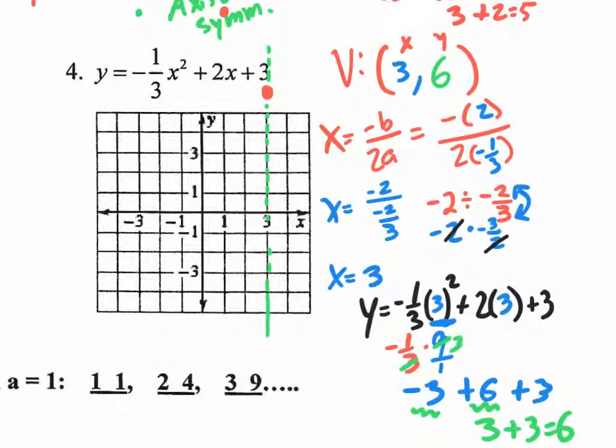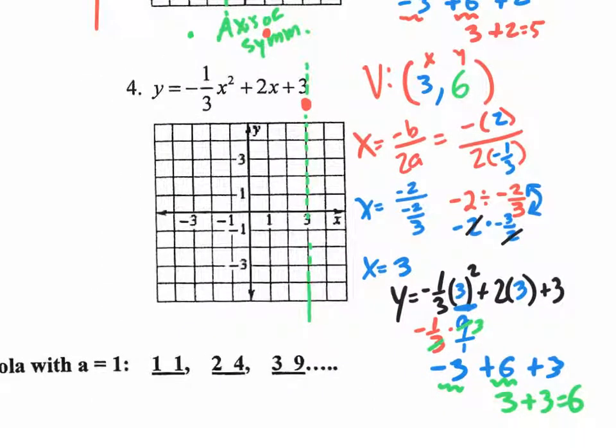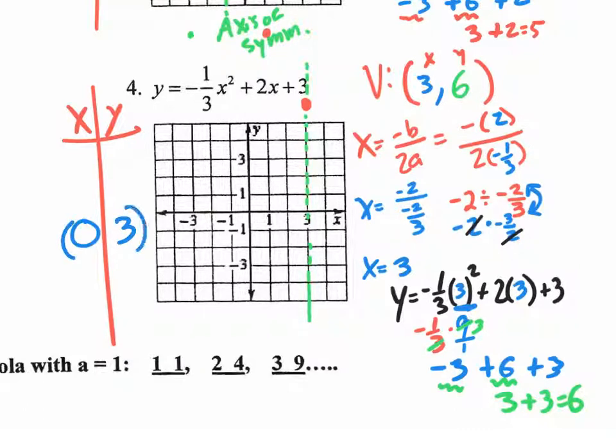Now, I need more points. So for more points, I'm going to use the XY table. And I'm going to plug in values. Now, if I were to plug in the number 0, that's not that far away from the x value of the vertex. So if I do plug in 0, what do I get? 0 squared times negative 1/3 is 0, 2 times 0 is 0, 0 plus 0 plus 3 is 3. So when I plug in 0, I get out a 3. Let's actually graph that: 0 on the x, 3 on the y, there it is.